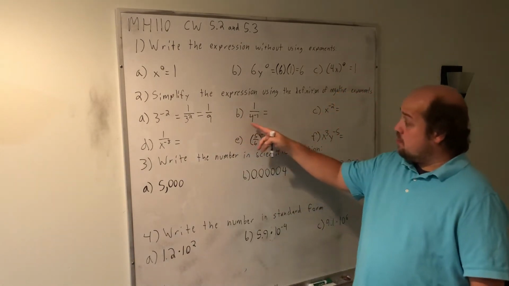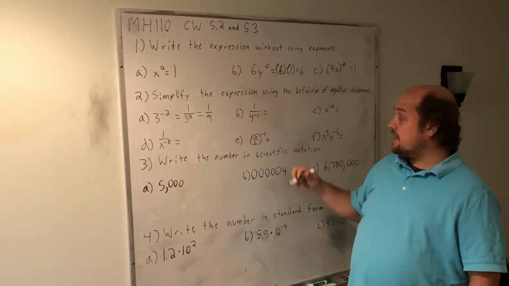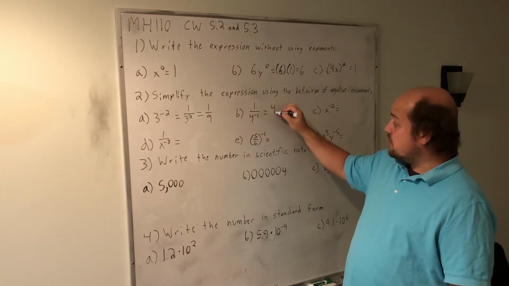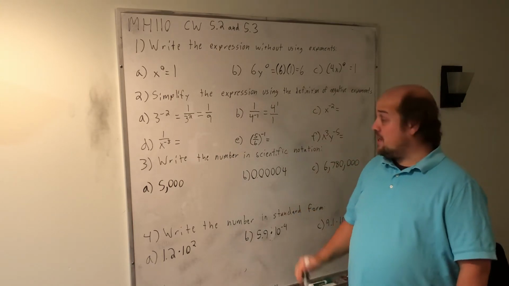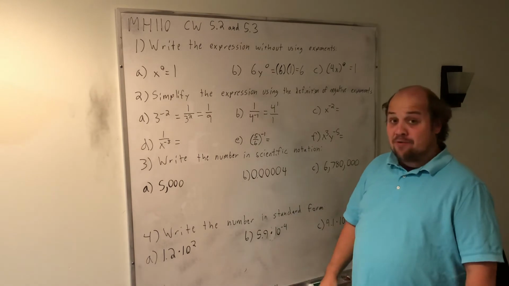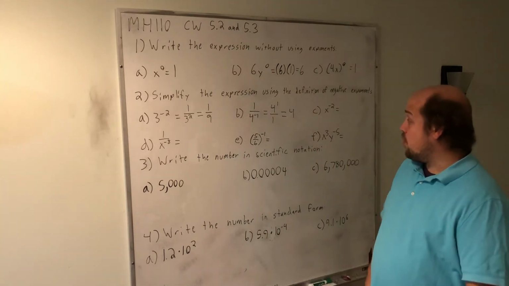In part B here, we have a negative exponent on bottom. Really, we want to bring that to the top as a positive exponent. So this would just be 4 to the first over 1. But anything over 1 is itself. Anything to the first power is itself. So really, I just want to write this as a simple 4.